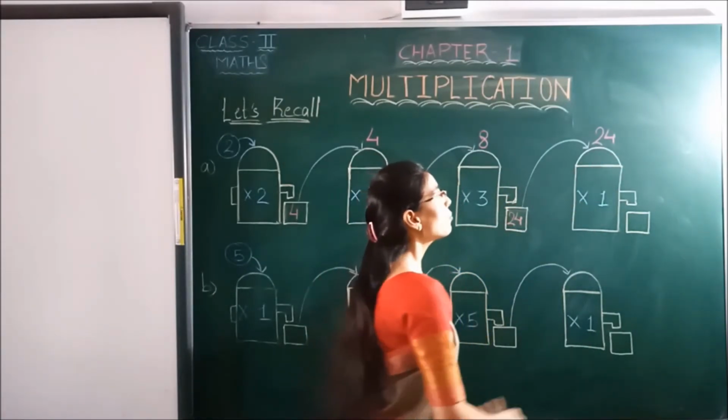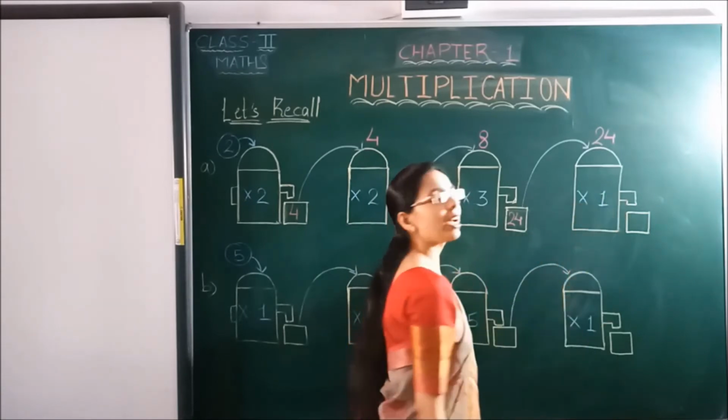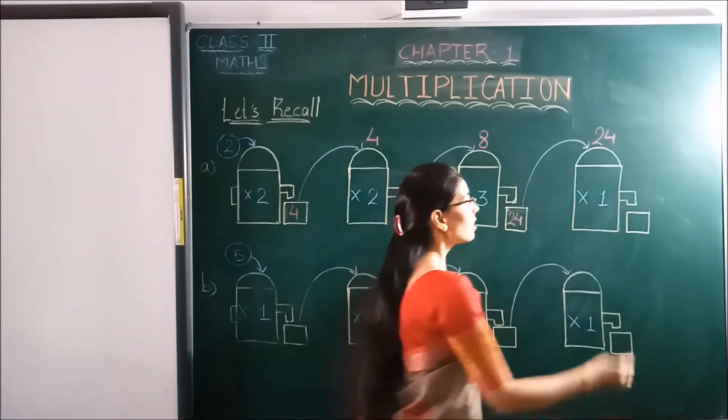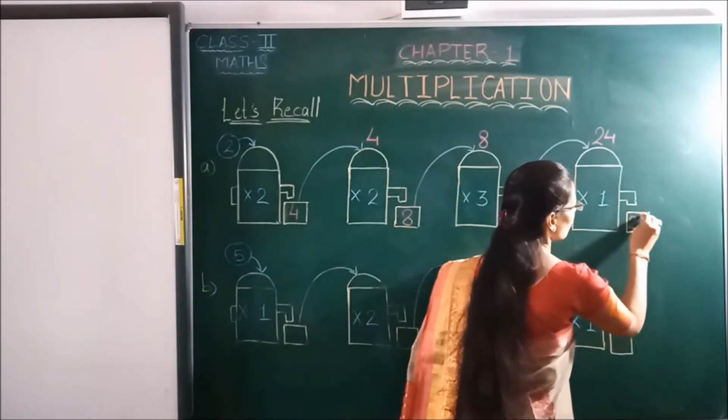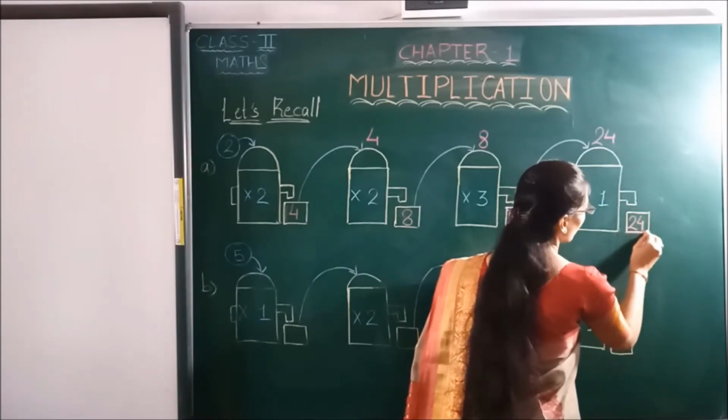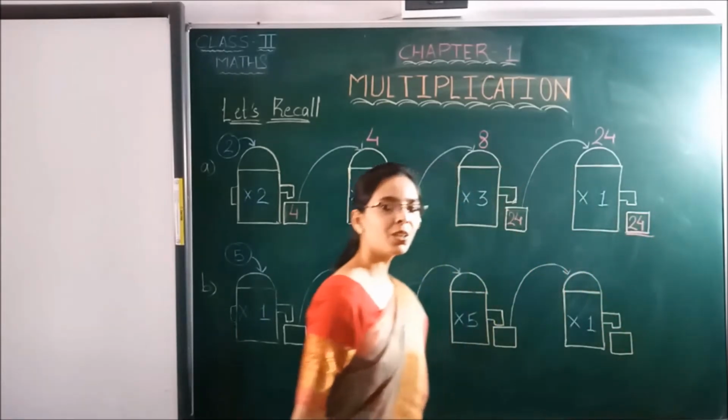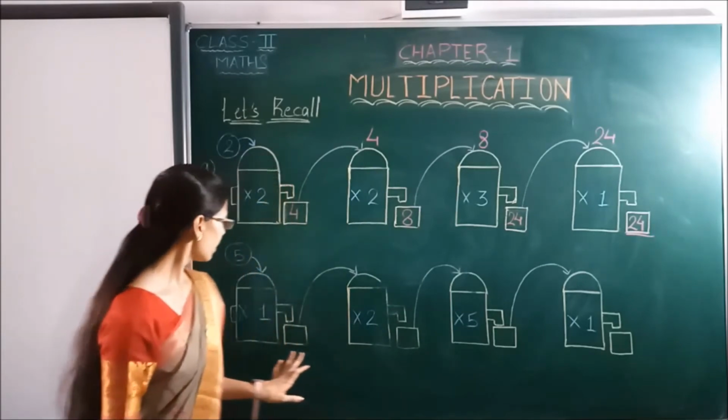So 24 multiplied by 1. 24 ones are 24. So our answer is 24.